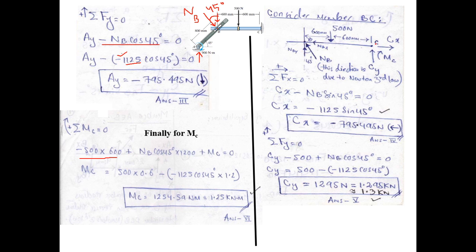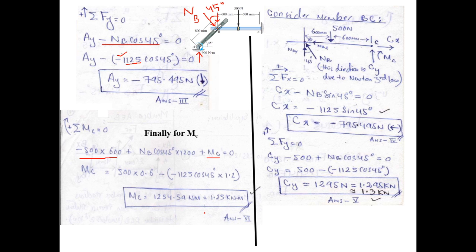And we know that at point C there was an unknown moment already acting there, MC, so you have to include that one in this equation. From this equation you see that you have only one unknown, and its value is 1254.59 newton meter, which can be written as 1.25 kilonewton meter. So this is the unknown moment. So we have all the five unknown reactions that we wanted: Ax, Ay, Cx, Cy, and MC, the unknown moment acting at point C.